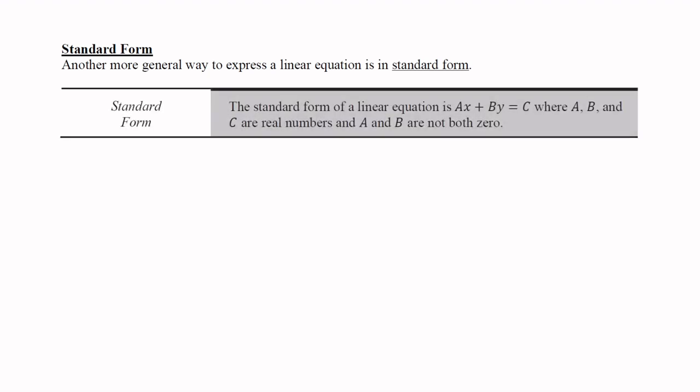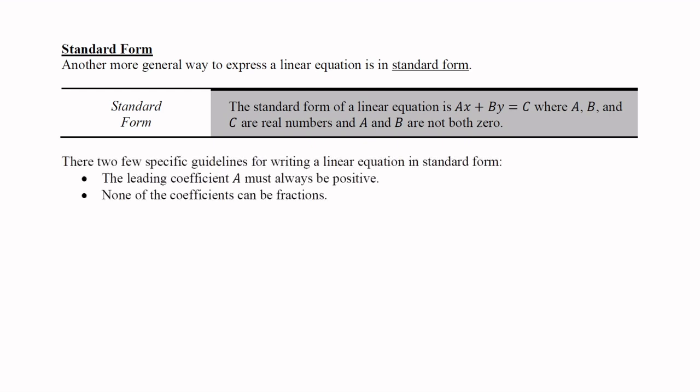The last form we're going to look at in this section is standard form. It is a more general way to express a linear equation. Standard form is the form ax plus by equals c, where a, b, and c are all real numbers, and a and b are not both 0. Now, there are a couple of specific guidelines for writing a linear equation in standard form. The first, the leading coefficient a must always be positive, and secondly, none of the coefficients can be fractions.